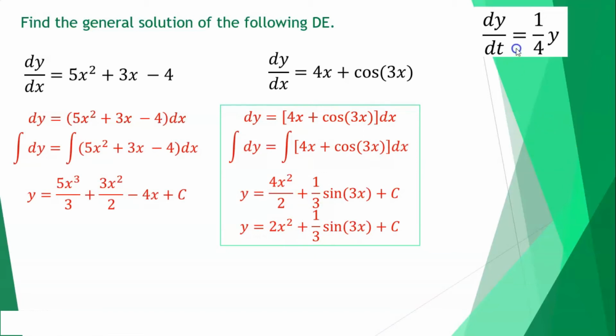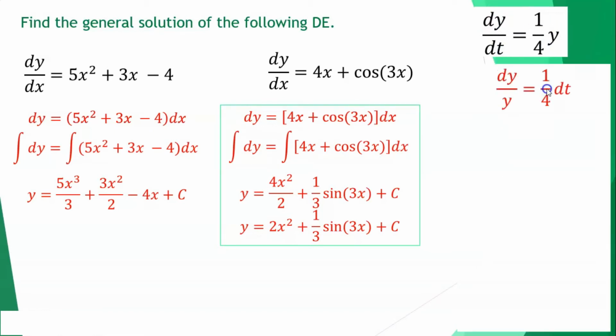Okay, this one. Solve dy dt is equal to 1/4 y. Cross multiplying this one, this becomes dy over y is equal to 1/4 dt. So, getting the integral of both sides. Take note, the integral of dy over y.